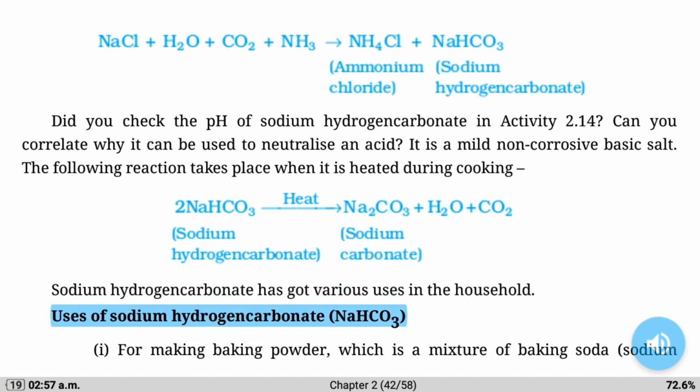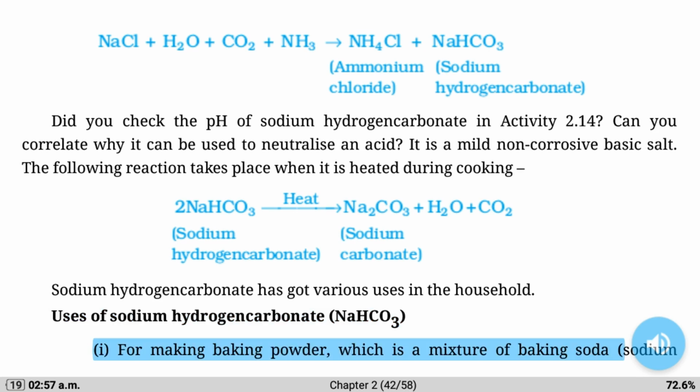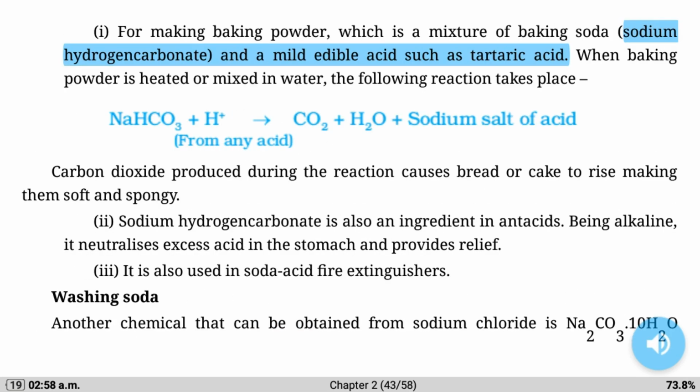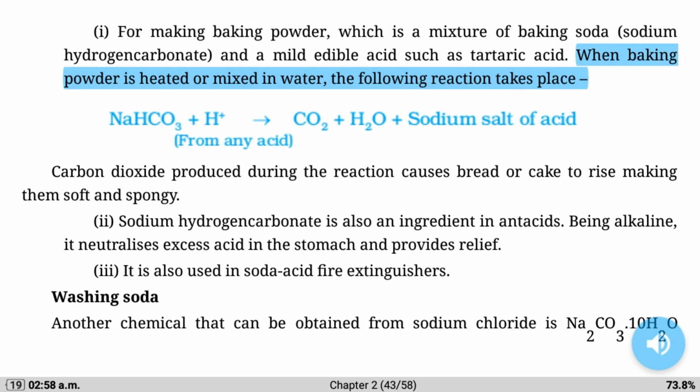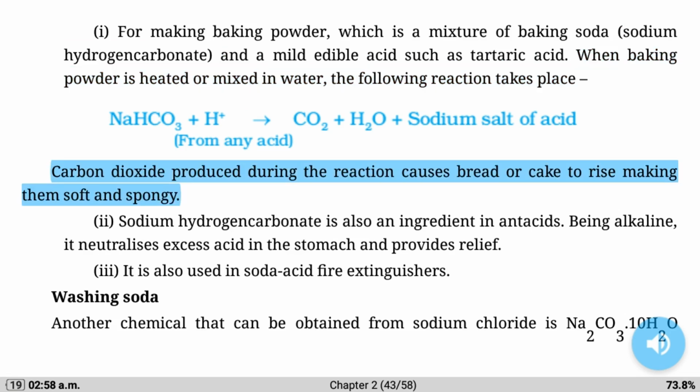Uses of sodium hydrogencarbonate, NaHCO3. For making baking powder, which is a mixture of baking soda, sodium hydrogencarbonate, and a mild edible acid such as tartaric acid. When baking powder is heated or mixed in water, the following reaction takes place. Carbon dioxide produced during the reaction causes bread or cake to rise, making them soft and spongy.